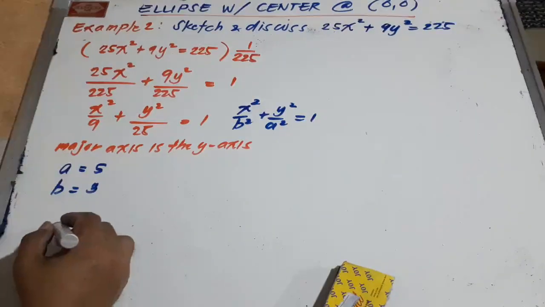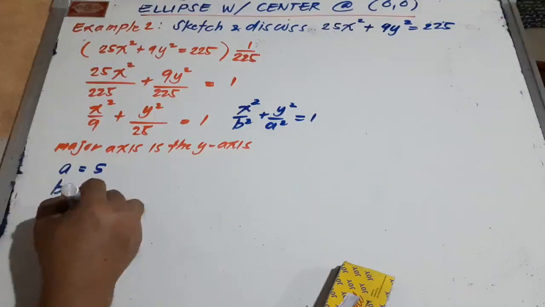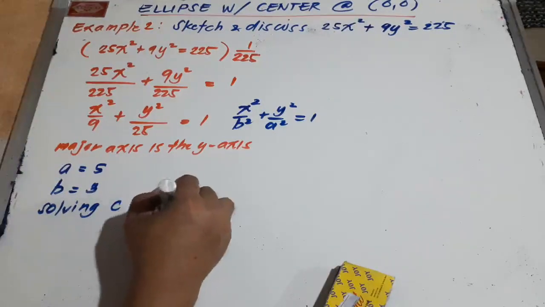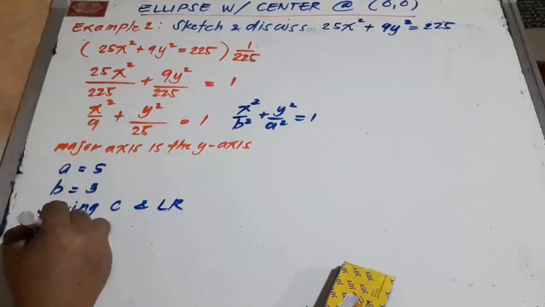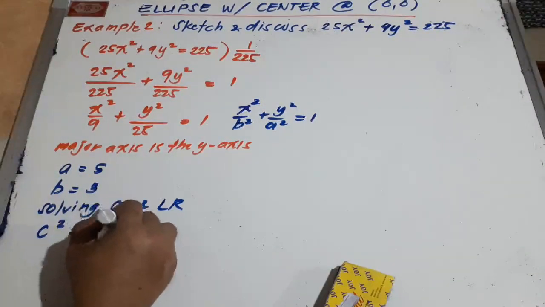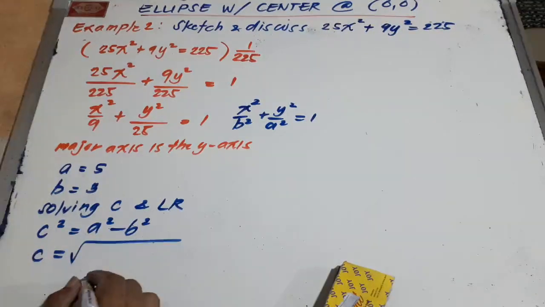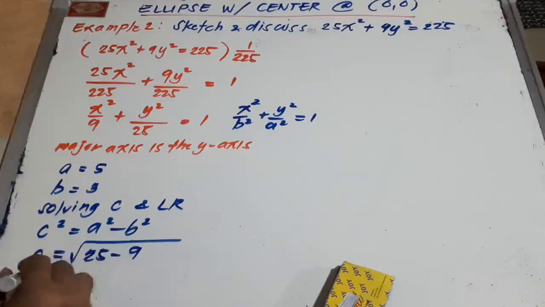And then, solve natin si C. Solving C and LR. Paano yun? The C squared equals A squared minus B squared. So, C equals square root of A squared is 25, B squared is 9. So, we have C equals square root of 16. Square root of 16 is 4. Therefore, C is equal to 4.